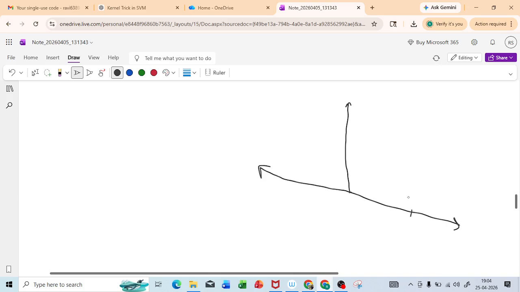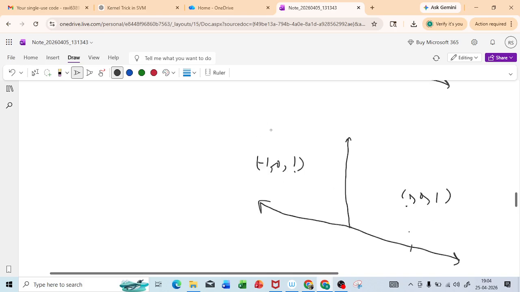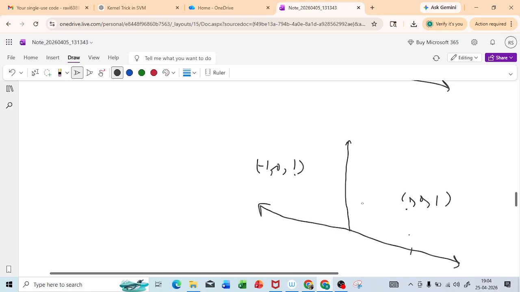So this point was, let's say 1 comma 0 comma 1, and then this point after projection became minus 1 comma 0 comma 1. All right, and then we also had this point, okay, which would be 2 comma 0 comma 4. All right, and then this point would become minus 2 comma 0 comma 4. All right, so this is what we did at the projection.